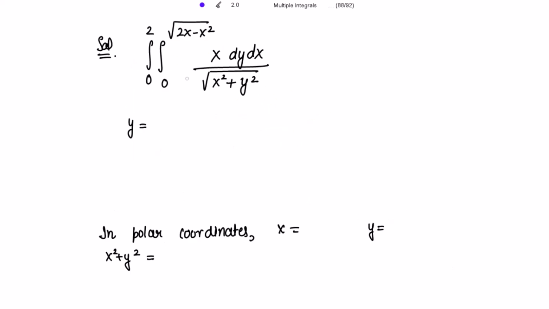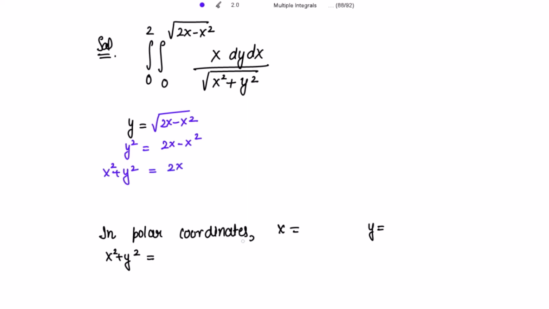Now when you notice here that the limits of y are from 0 to square root of 2x minus x square, if I take y to be equal to square root of 2x minus x square, then if I square both the sides, I get y square equal to 2x minus x square. Taking x square to the other side, this is x square plus y square equal to 2x.